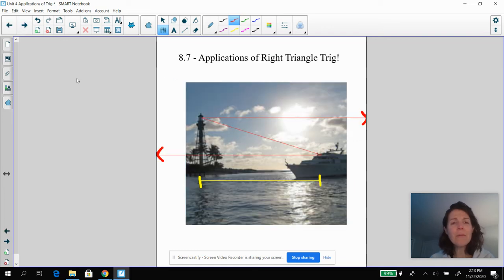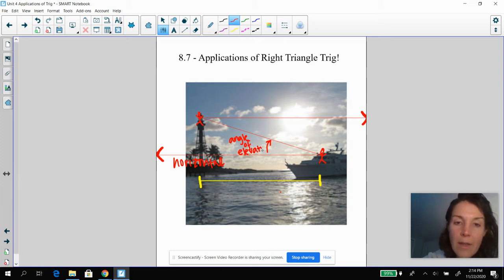There's a little bit of vocabulary I wanted to make sure we felt comfortable with. Let's say you're sitting on a boat, relaxing, getting a little suntan, you look great. If you look straight out, that straight line is what we call the horizontal, or the horizon. If you look up at your buddy up in the lighthouse, this angle right here is what we call the angle of elevation. That's one of the two new vocabulary terms you're going to have in this unit.